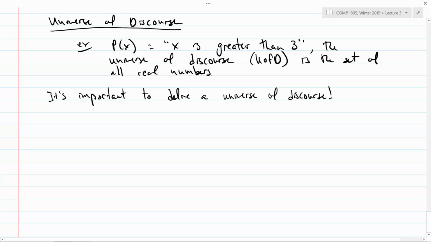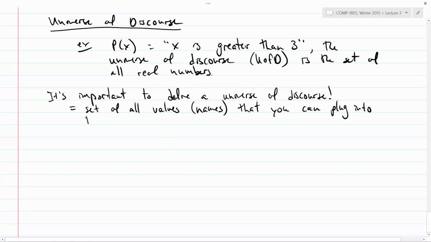So it's the set of all values, or sometimes, depending on the context, names, that you can plug into the propositional functions. And usually you have to define one for each question in this course.